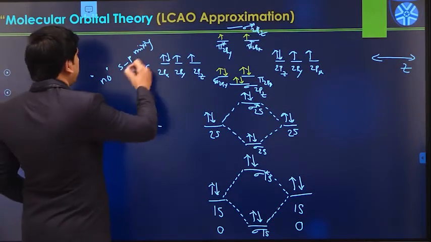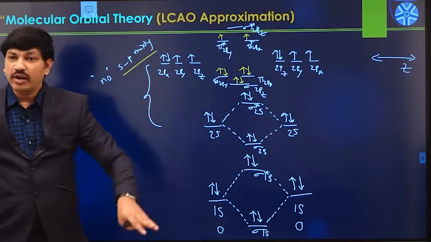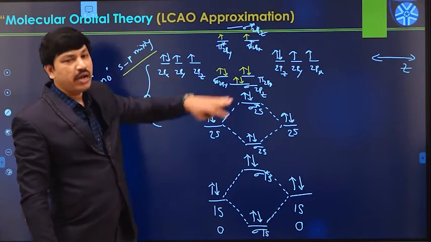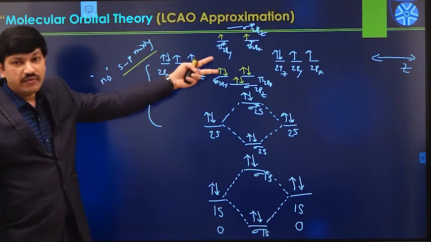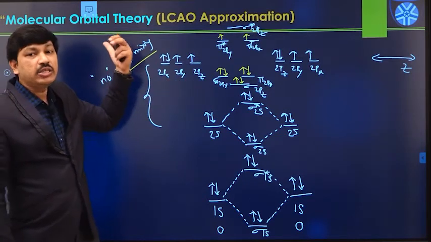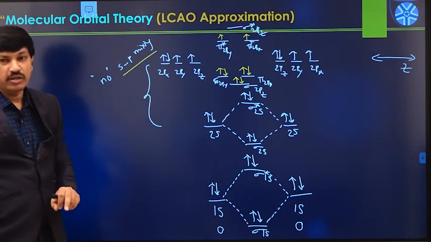So due to lack of sp mixing in this case, the sigma 2pz orbital always has lower energy when compared to the pi 2px and pi 2py orbitals. But in the case of the nitrogen molecule, it is just the reverse, because there is sp mixing due to the smaller energy gap between the 2s and 2p orbitals.